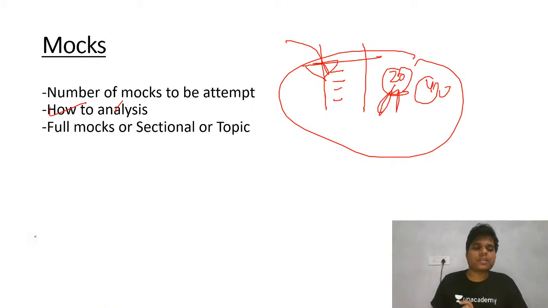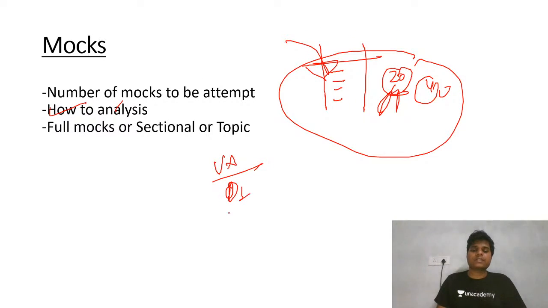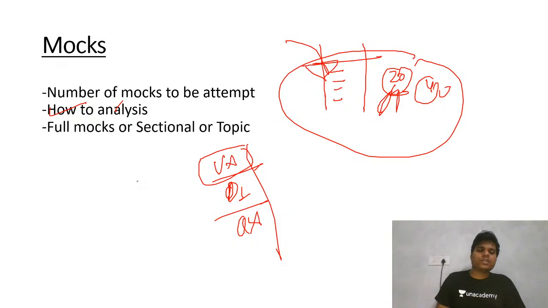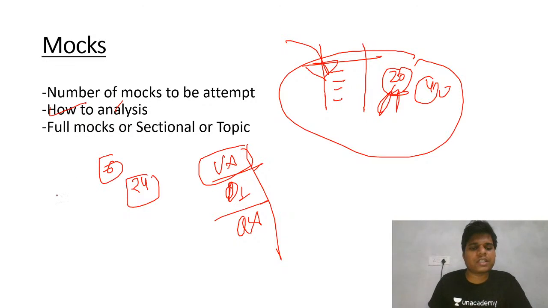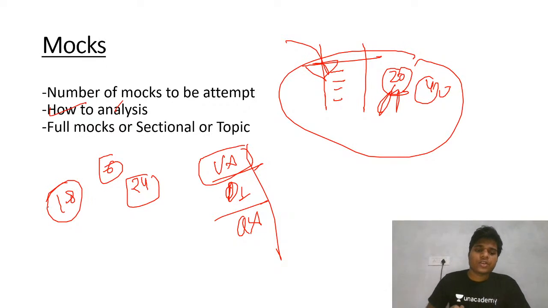Now, for analysis, what you need to do is section-wise: first the VA section, then the DILR section, then the QA section. For the VA section, suppose on this pattern we have 24 questions, 6 VRC questions and 18 RC. I have found that a few people read all the RCs again and then redo the questions. Don't do this. This is just a waste of time.